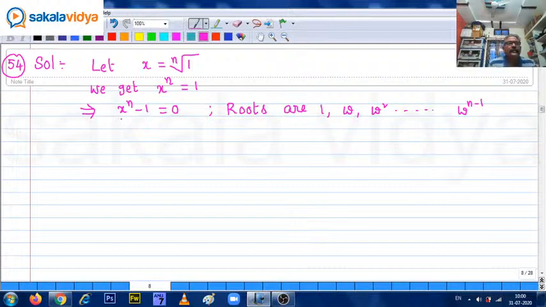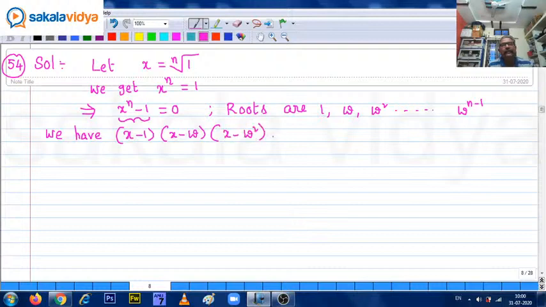So that means the left hand side can be written like this: x minus 1 multiplied by x minus omega multiplied by x minus omega square and so on, x minus omega to the power of n minus 1 is equal to x to the power of n minus 1, since they are the roots.